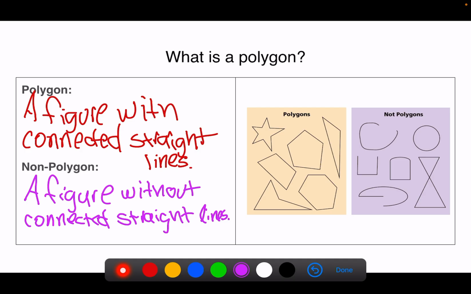Okay, over on the right-hand side, you're going to see some examples of these are polygons. These are not polygons. And the most obvious things I hope you see in this video is, one, you see curved lines. They're not straight, so it's not a polygon. A circle is not a polygon. And this one, you see it's not connected. And here's another example right here. It's not connected. So every line, or sometimes we say the side, has to be connected.